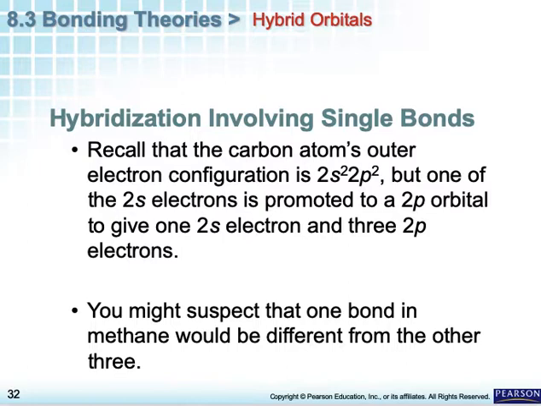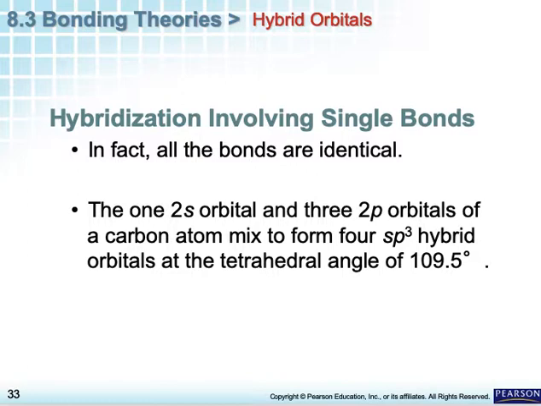So carbon has one 2s orbital and three 2p orbitals, and when we hybridize them in methane, we blend all 4 of those together, and we end up with an sp3 hybridized molecule. So, when a 2s orbital and 3 2p orbitals, 4 total orbitals, blend or mix together, we get an sp3 hybridized orbital with a tetrahedral bond angle of 109.5.